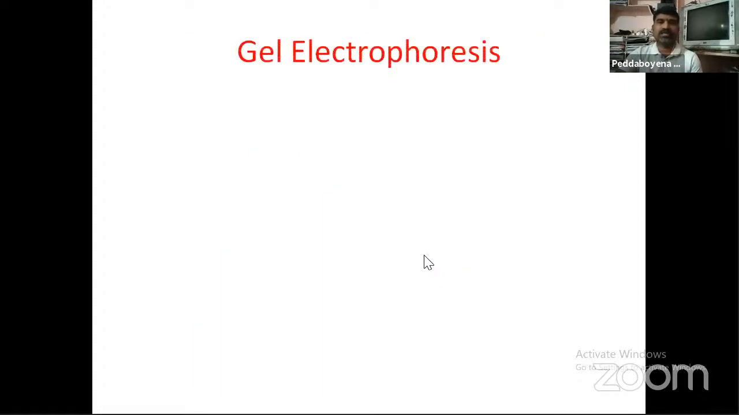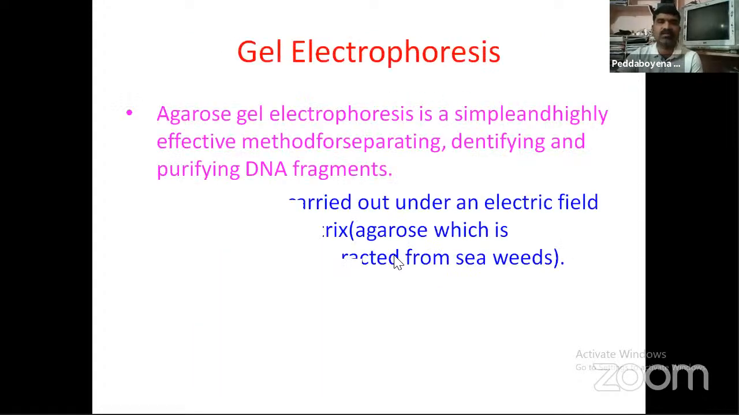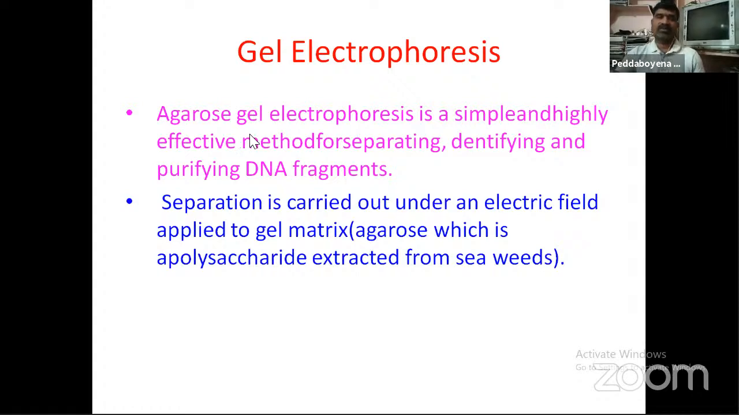Okay, so now we are discussing gel electrophoresis, simply remember it. This point is also very important, so that you clearly understand this. Agarose gel electrophoresis is a simple and highly effective method for separating, identifying and purifying DNA fragments. Separation is carried out under an electric field applied to a gel matrix. The gel matrix means agarose.